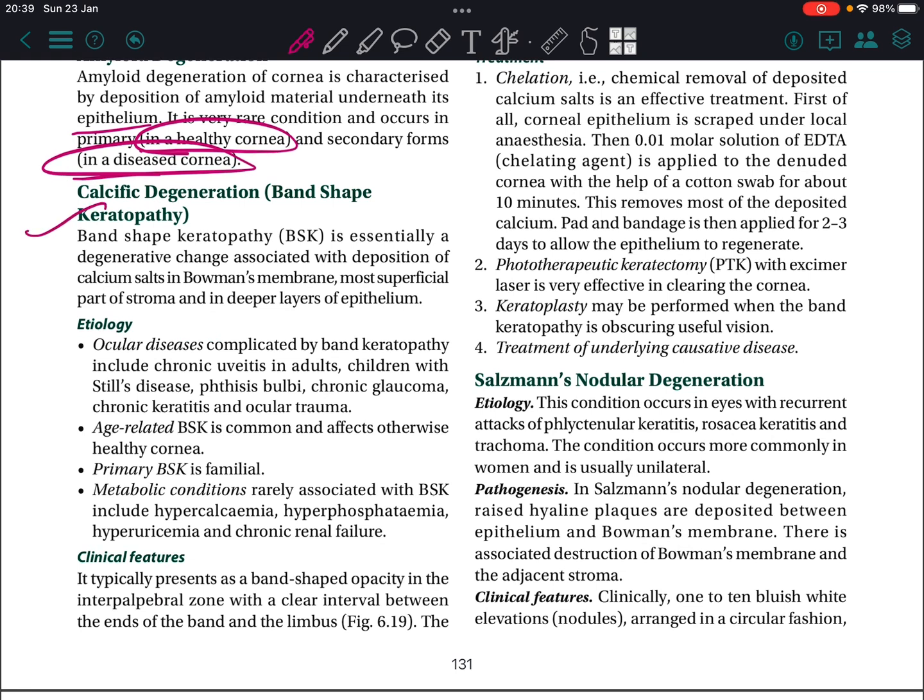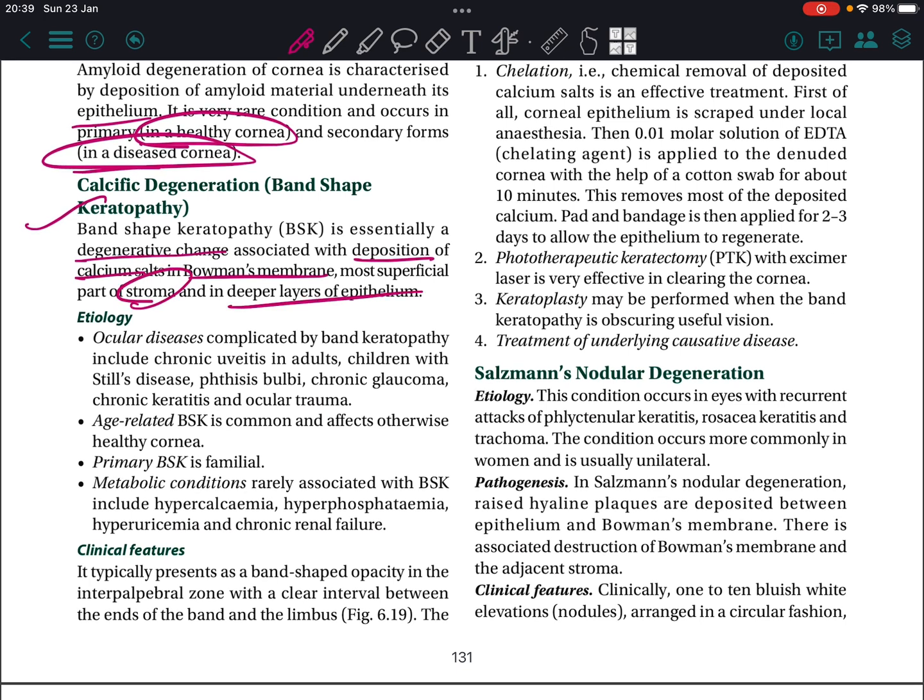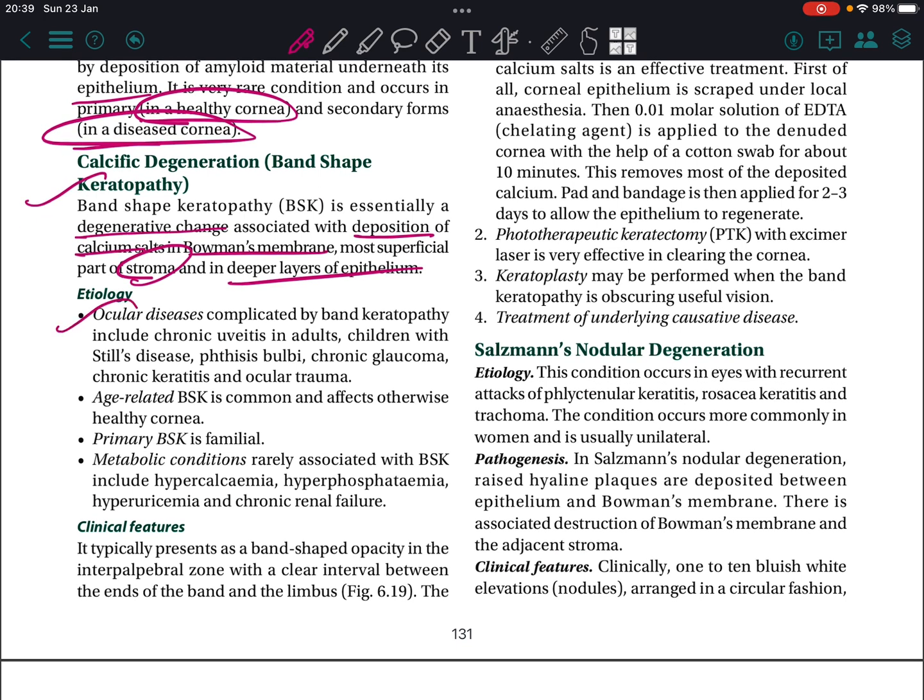Calcific degeneration, band-shaped keratopathy, is essentially a degenerative change associated with deposition of calcium salts in Bowman's membrane, most superficial part of stroma, and deeper layers of epithelium. Etiology: ocular diseases complicated by band keratopathy include chronic uveitis in adults, children with Still's disease, phthisis bulbi, chronic glaucoma, chronic keratitis, and ocular trauma.